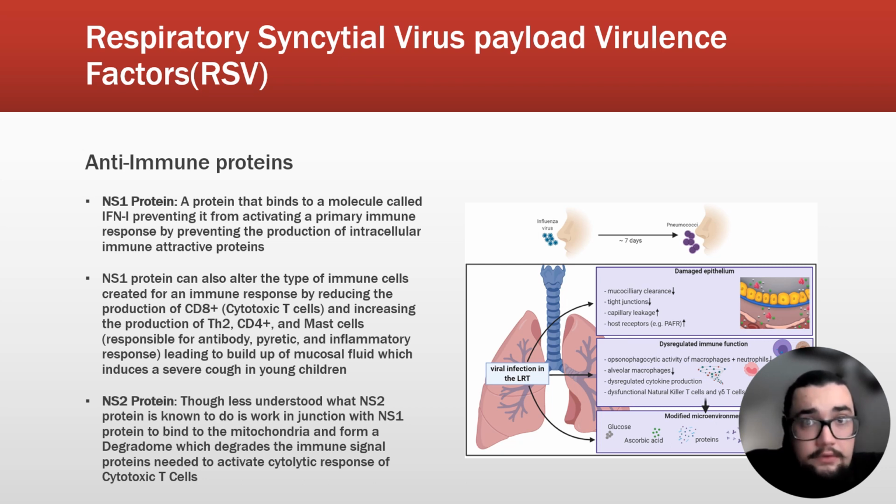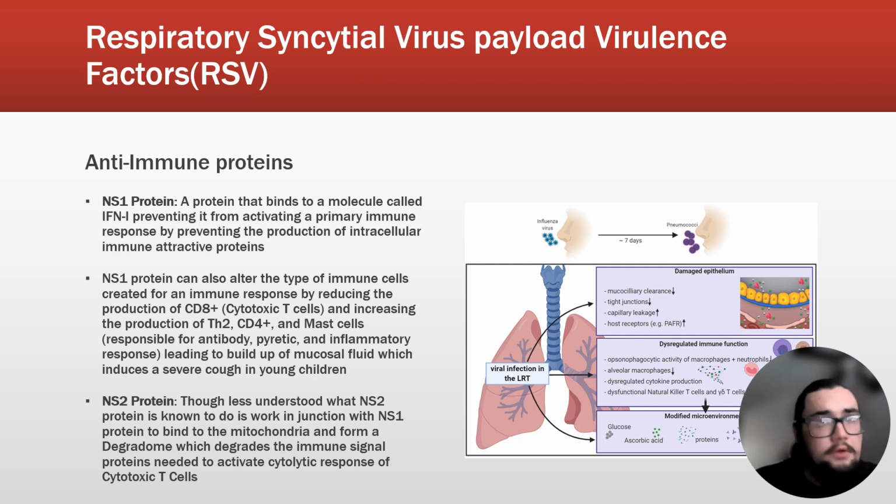The other thing that it can do, however, is upregulate the production of mast cells, Th2 cells, and CD4 plus cells. All of these cells are linked to your humoral response, so the production of antibodies, pyretic cells, as well as inflammatory response cells. These molecules being produced in vast quantities cause major irritation and inflammation. And in the case of RSV, they essentially bring the mucuses and fluid out from the host cell into the intercellular space. And this overproduction of fluid irritates the cilia on the outside of your epithelial cells, which causes that unproductive and severe cough that we observe with an RSV infection.